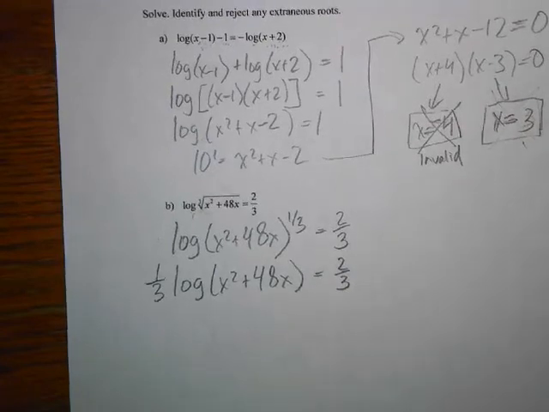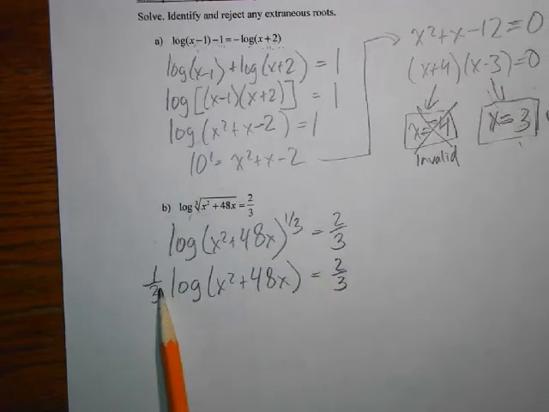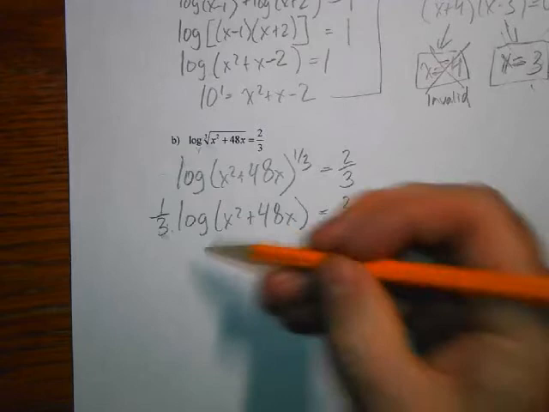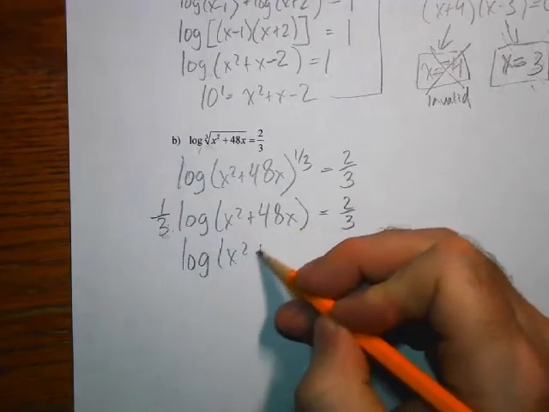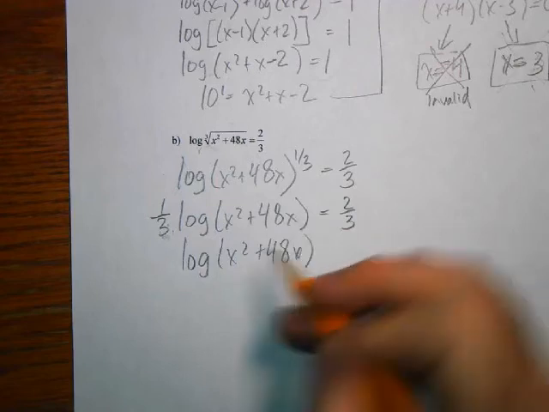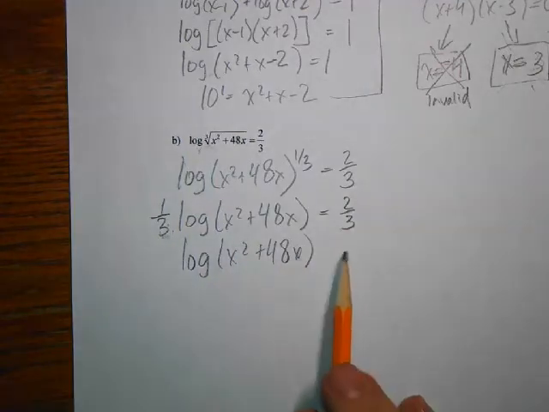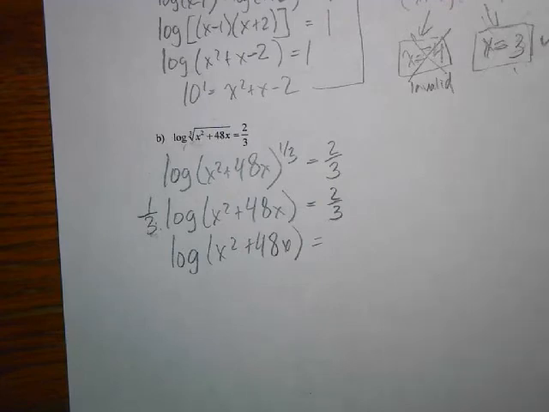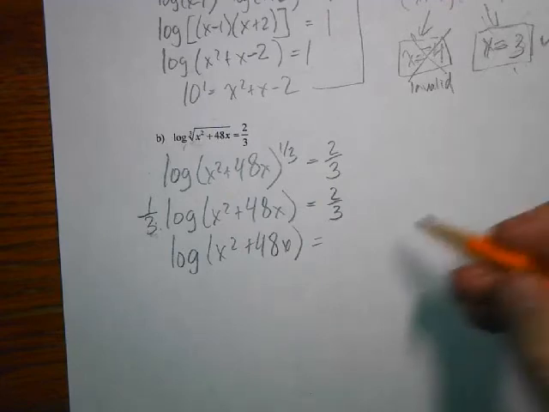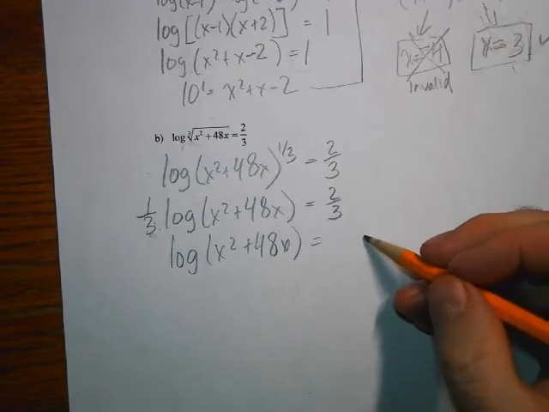Okay, and you can see I've got a 1/3 up front here. I could get rid of that by dividing both sides by 1/3. When I do that, I get log of x squared plus 48x. So divide that by a third, it's gone. Divide this by a third. 2/3 divided by 1/3 is the same as 2/3 times 3/1. So I get 2.